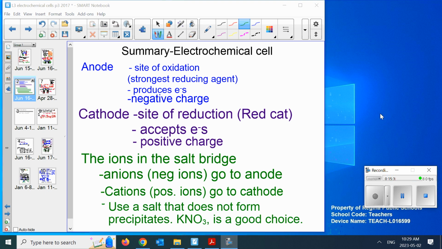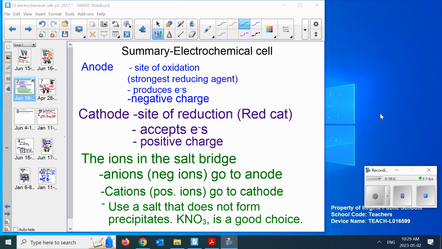So, summary of the electrochemical cell. Anode, site of oxidation. It's the strongest reducing agent. It gives away electrons. That's why it's negative, giving out negative electrons. There you go, negative charge. Cathode, red cat, site of the reduction half reaction. It's positively charged, so it accepts or attracts electrons. If electrons are flowing, you have an electrical current. That's electricity.